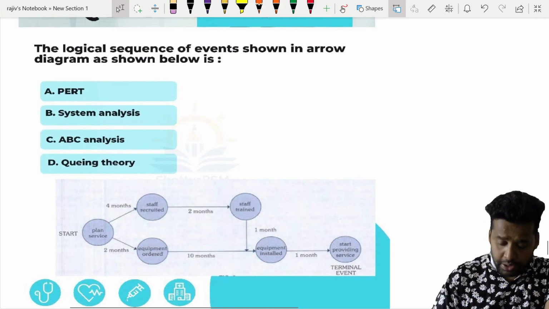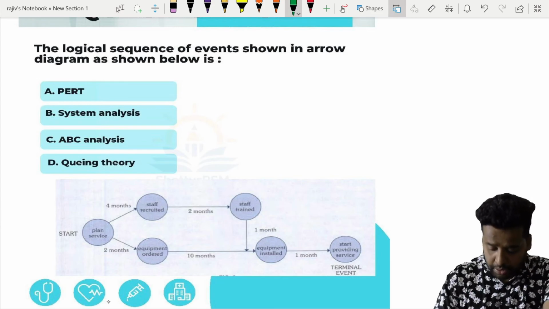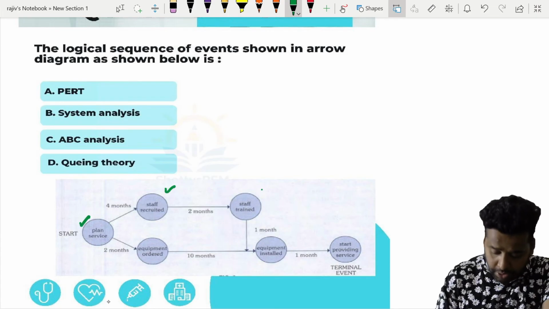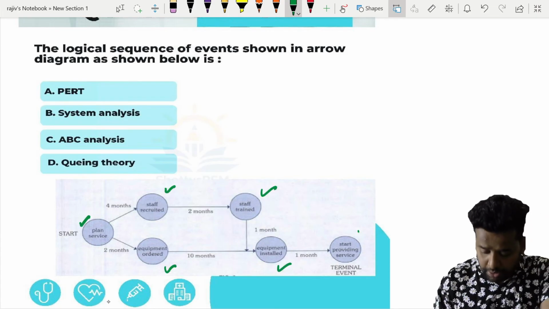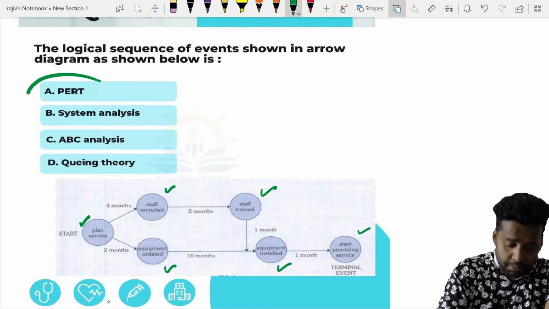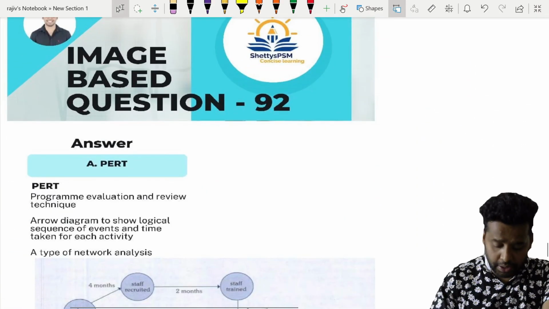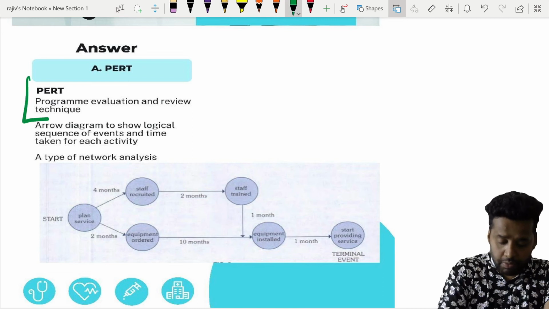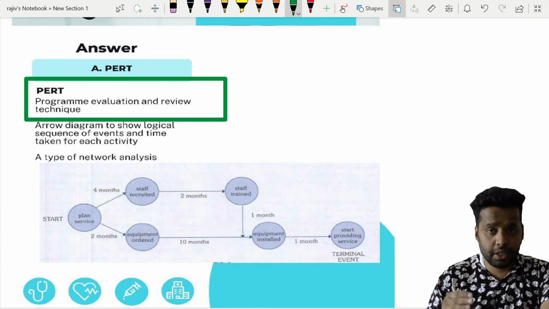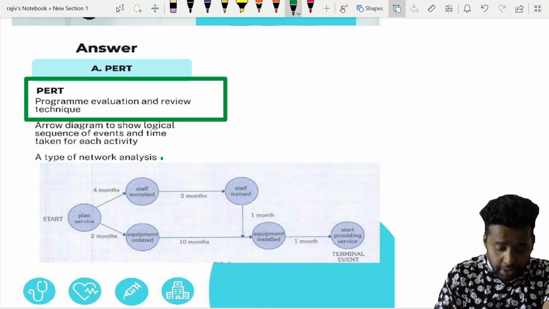The logical sequence of events as shown in the image. This is showing how we have to start and how we have to go. For every activity, starting from this point to this point, how many months it will take to finish the event. This is the logical sequence of events called PERT. What is the use of PERT? To assess the time taken for an activity. What is the full form? Program Evaluation and Review Technique. The logical sequence of events and how much time it is taking from one node to the next node, or one step to the next step.